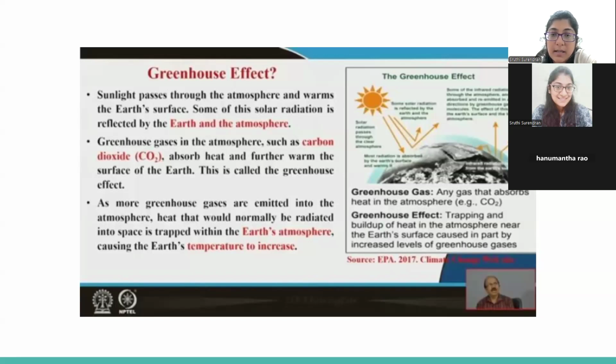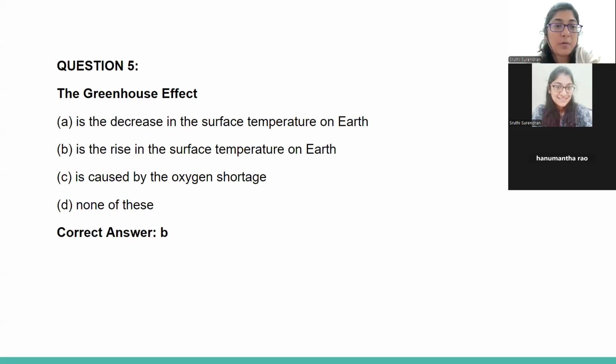So the greenhouse effect is a natural process. An excessive amount of greenhouse gases is going to result in excessive temperature increase, which is global warming. So the correct answer is option B, rise in surface temperature on Earth.